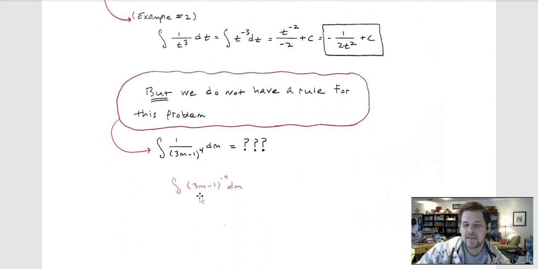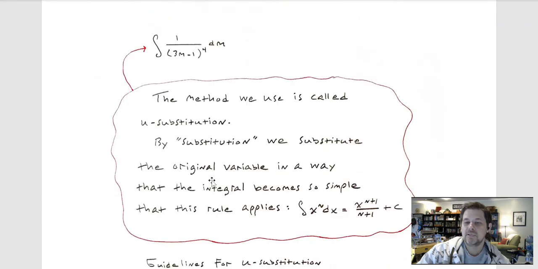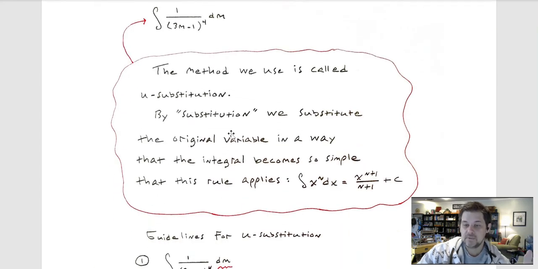This does not say, okay, the variable's m here. It does not say m to the minus 4 power. It is more complicated. It is 3m minus 1. So substitution, the method I'm going to show you, is a way that we can reduce that down and make it simpler, and then the rule would apply.